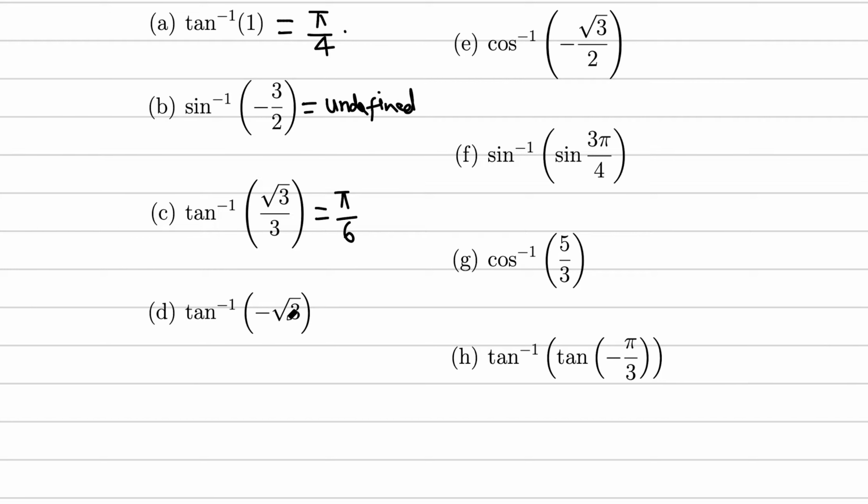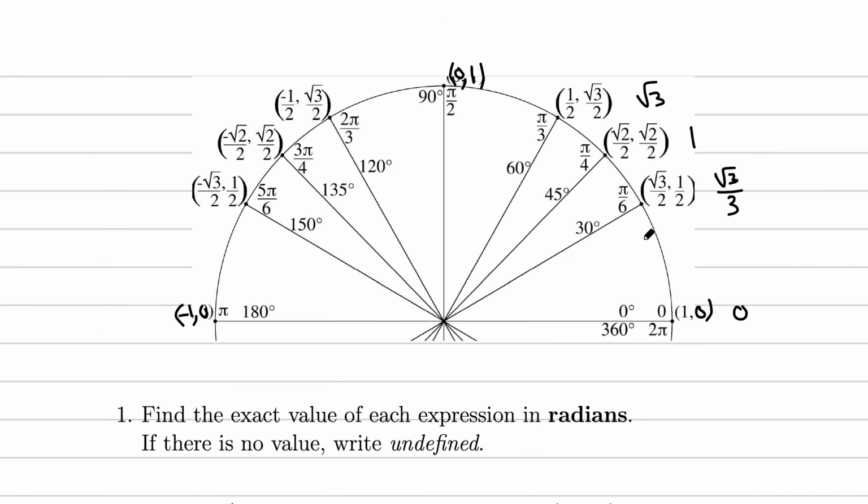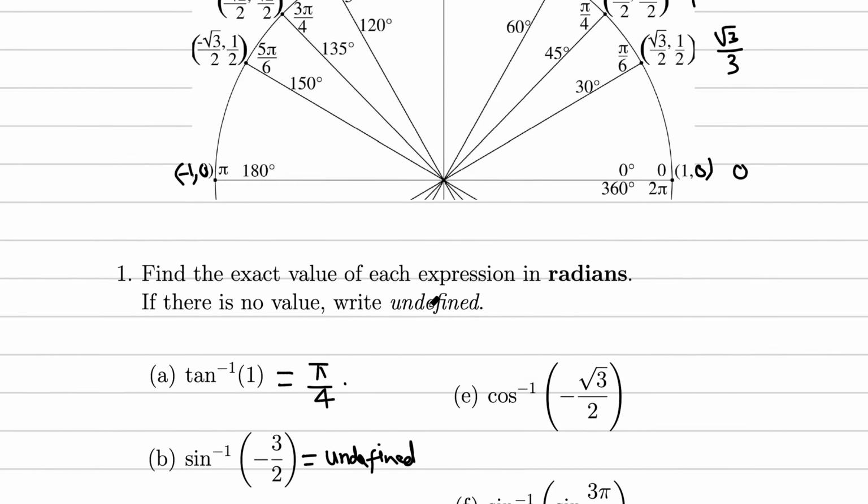Tangent inverse of negative. If there is a negative sign for tangent inverse and sine inverse, not for cosine inverse though, pull the negative outside. Okay, that is outside. Now root 3, tangent inverse of root 3, here, that's pi over 3.